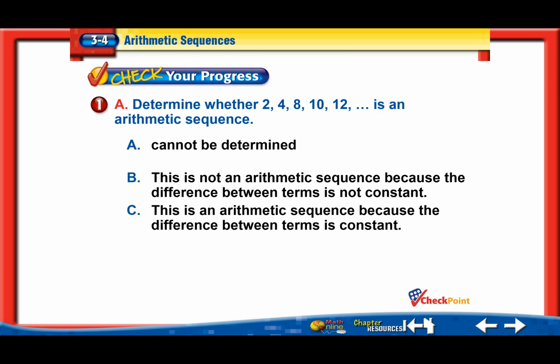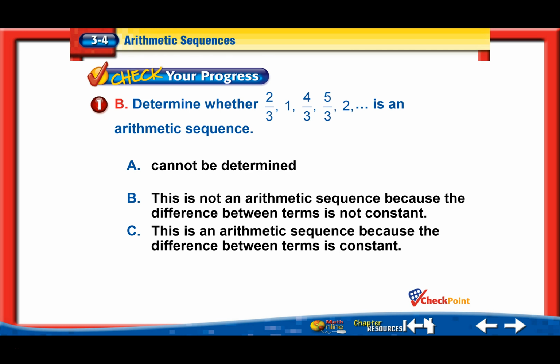All right, pause this one, give it a shot. All right, is there a constant between these? It looks like this is plus 2, this is plus 4, that is plus 2, that is plus 2. 2, 4, 8, 10, 12. That's not constant because this 4 here is not the same. So this is not an arithmetic sequence, because there's no constant between them.